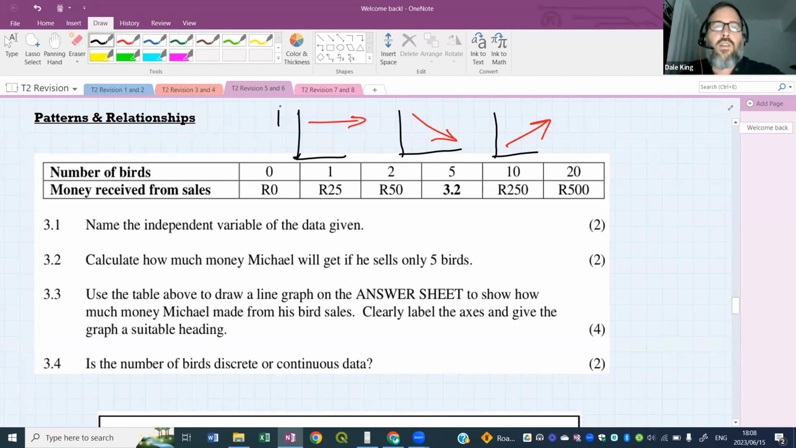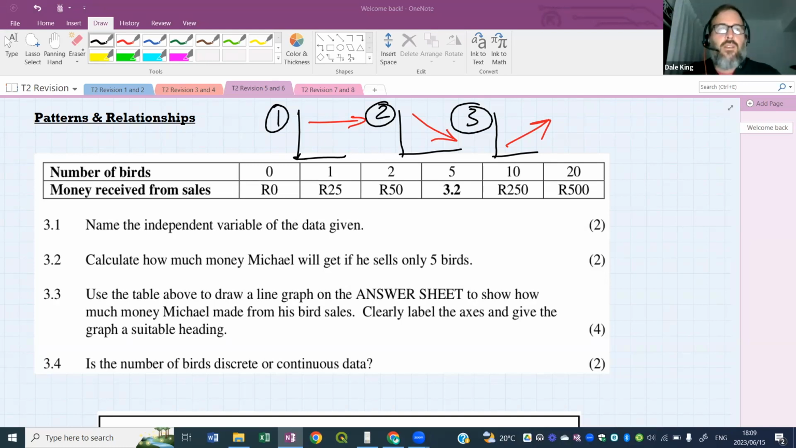Let me make it easier for you. Is it relationship 1, 2, or 3? Which one do you think this is in this scenario? It is 3, Orabile. Well done. So we could say that this is a linear proportional relationship, or an increasing linear graph. The graph is increasing proportionally.